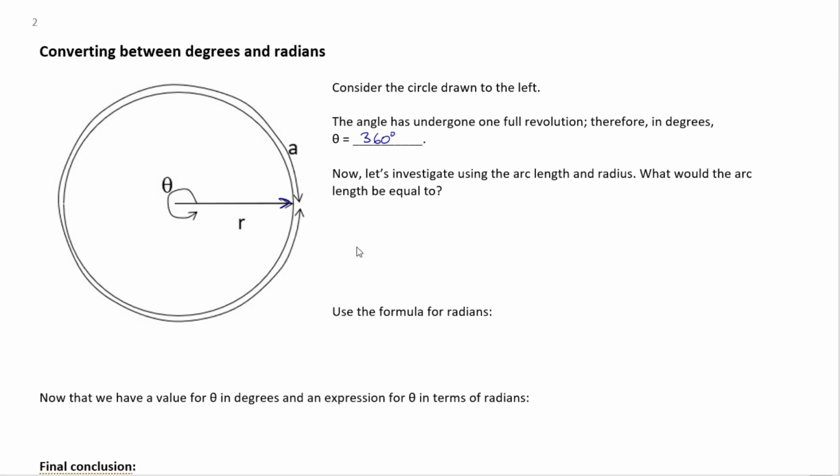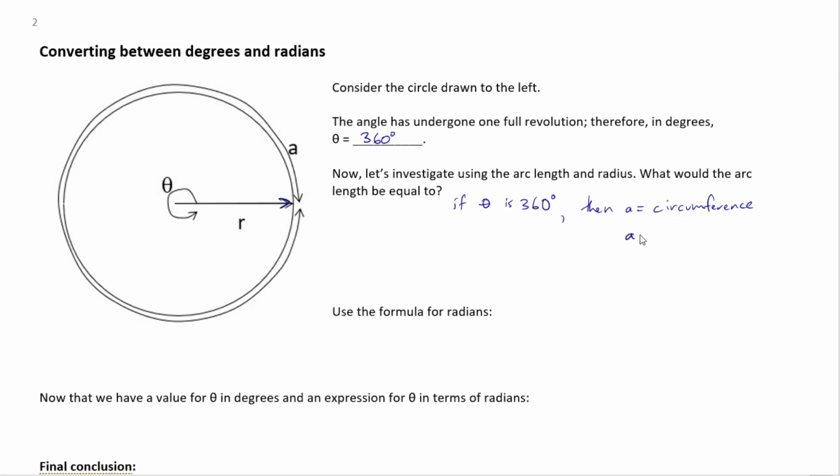Okay, if we do 360 degrees, right, then what is A? What is the arc length if the angle has undergone one full revolution? Well, the arc length would trace this entire perimeter of the circle. So if theta is 360 degrees, then A is equal to the circumference. Right? That's the perimeter of the circle. The arc length is just the circumference.